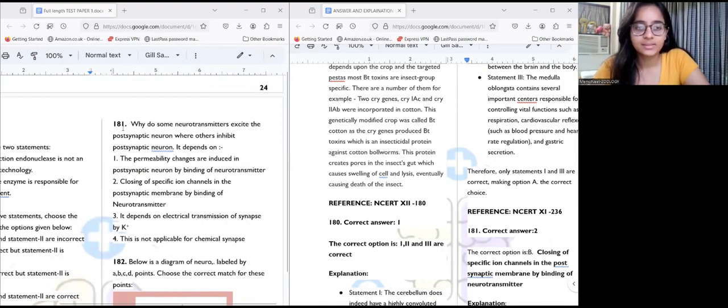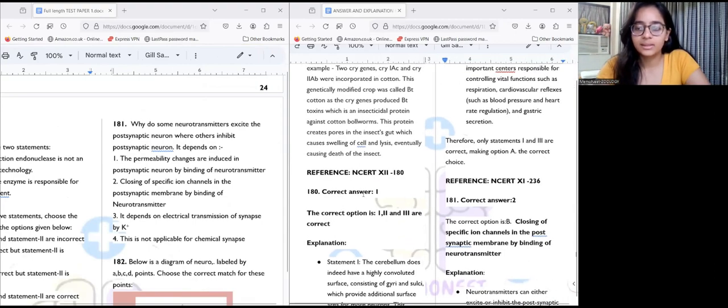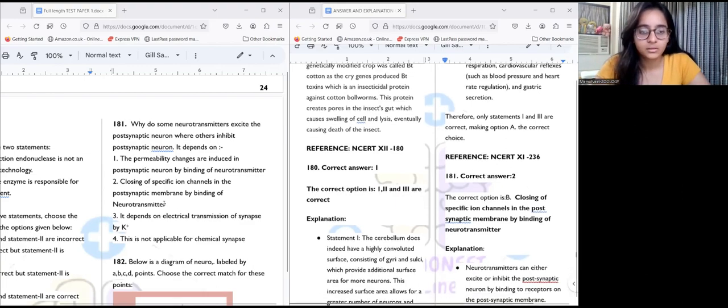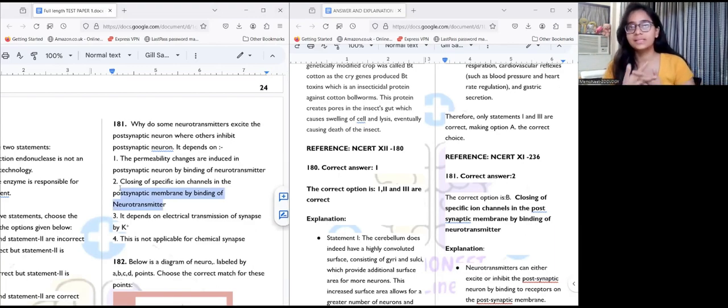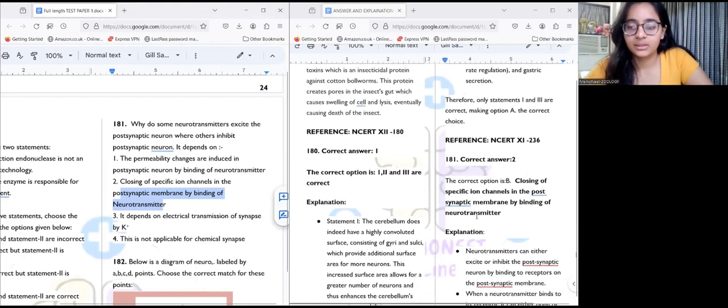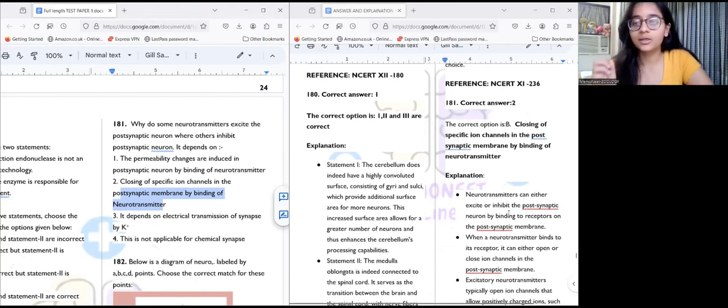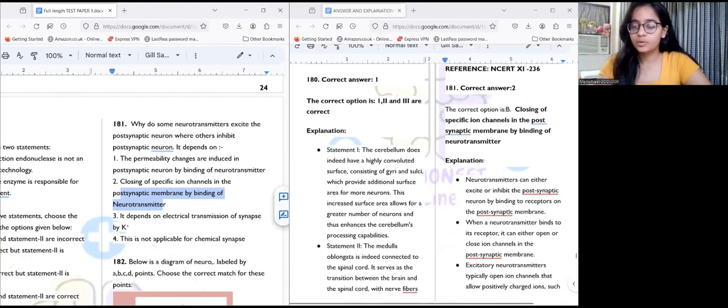So why do some neurotransmitters excite the postsynaptic neuron while others inhibit the postsynaptic neuron? Why does this happen? Okay, the correct option is B. Closing of specific ion channels in the postsynaptic membrane by binding of the neurotransmitter. Okay, this causes certain neurotransmitters to excite the postsynaptic neuron while certain ones inhibit it. So the answer is option number 3. All we can see is that neurotransmitters can either excite the postsynaptic neuron or inhibit it, right? When a neurotransmitter binds to the receptor, it opens or closes the channel in the postsynaptic membrane.